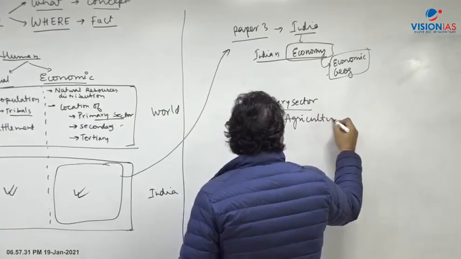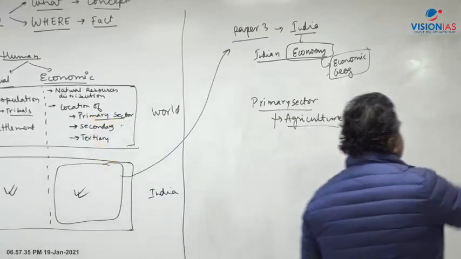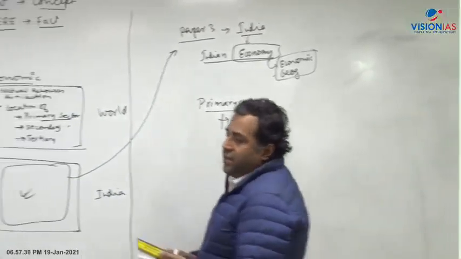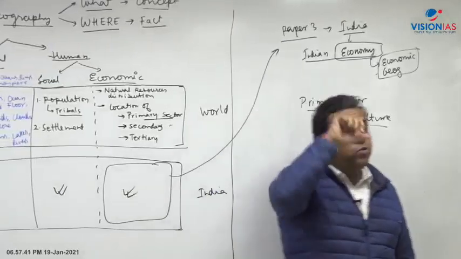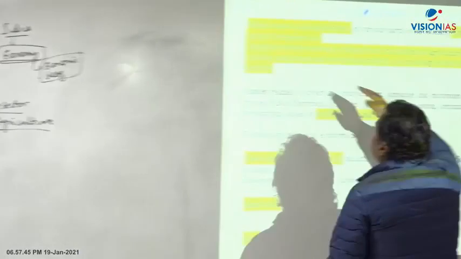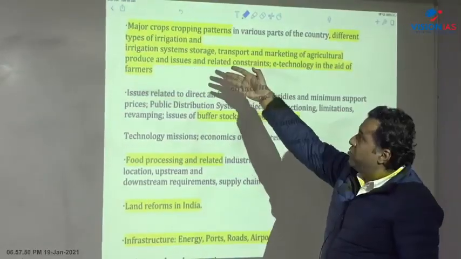Agriculture. Can you see? So that part is related here. Primary sector, agriculture, major crops, cropping pattern. So I'll just go on ticking, and you can see more things related to agriculture here. Please see major crops, cropping patterns. Then irrigation is a service related to agriculture.